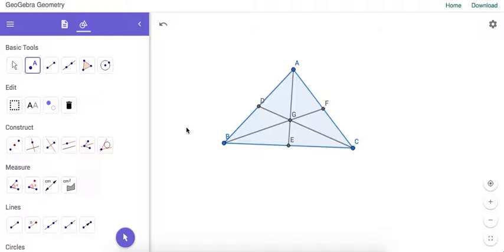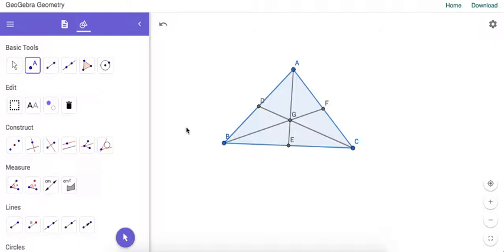The centroid is the center of gravity for the triangle. It's where the mass is kind of centered at. It is also considered to be the center of this triangle. And so we can use this to find the center of our triangle here, and that's what we did. We found it at point G.